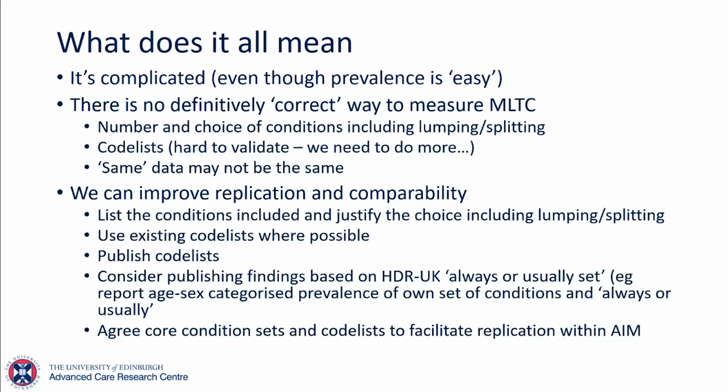I think we should be using existing code lists where possible, but we're always going to modify them, because you look at someone else's code list and you don't like it at the margins, or it's not suitable for your purpose. So every one of us should publish our code list and justify. Certainly for prevalence, I would suggest that we all publish prevalence based on always or usually that set of conditions, as far as you can match it. And everyone needs to report age, sex, categorized prevalence, because that's the only way to directly compare prevalence in different studies. You might report your own set of conditions, but I think we should all be reporting consistently in a way that makes it comparable as well, because that also informs what your bespoke prevalence is. And we all need to be agreeing what core condition sets are in code lists to facilitate replication.